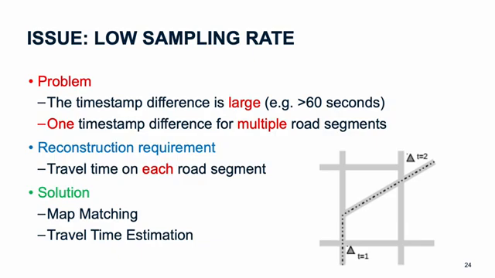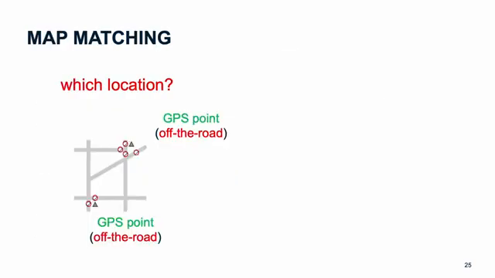So in order to address this problem, we need a dual solution, that is, the ability to compute the map matching problem and the travel time estimation for each one of the road segments. So what is the map matching problem? The map matching problem is to first map the noisy off-the-road GPS points back to the road network. Here are a couple of perfect examples of GPS points off the roads.